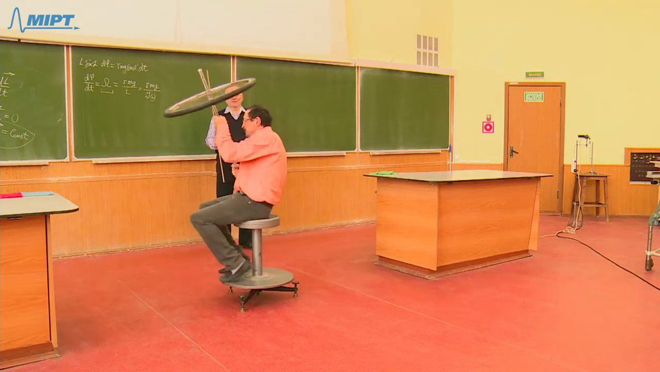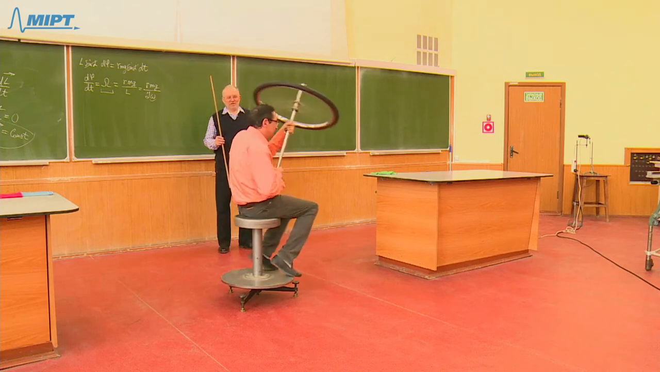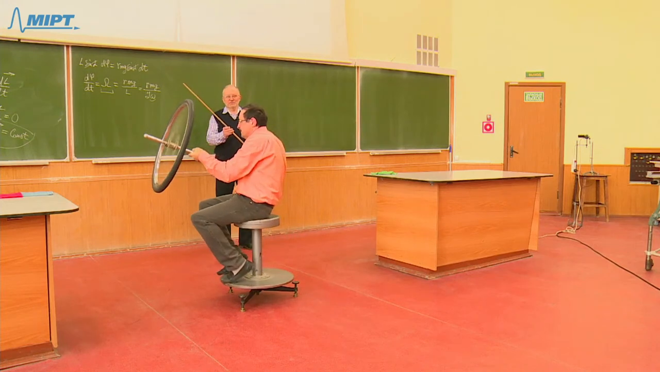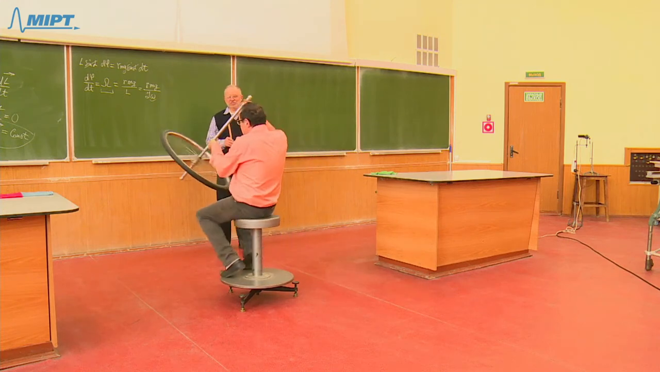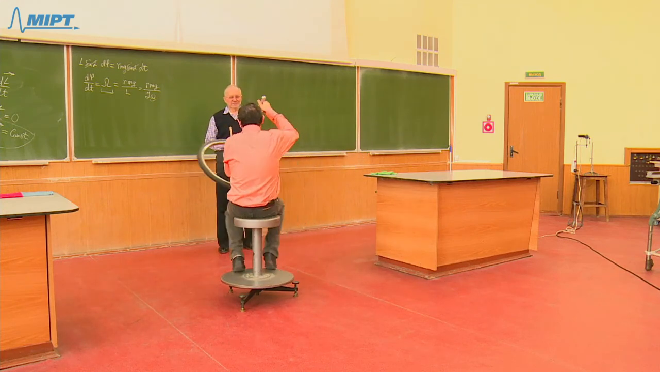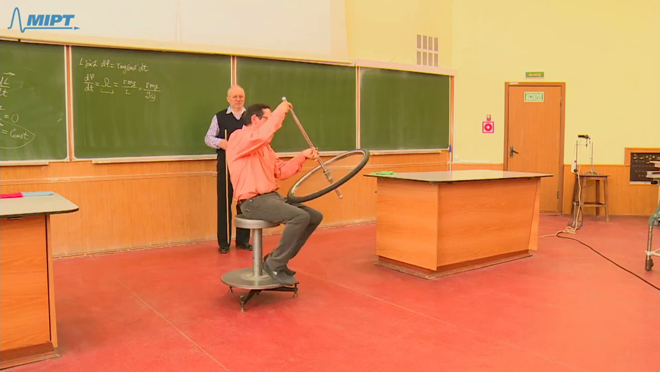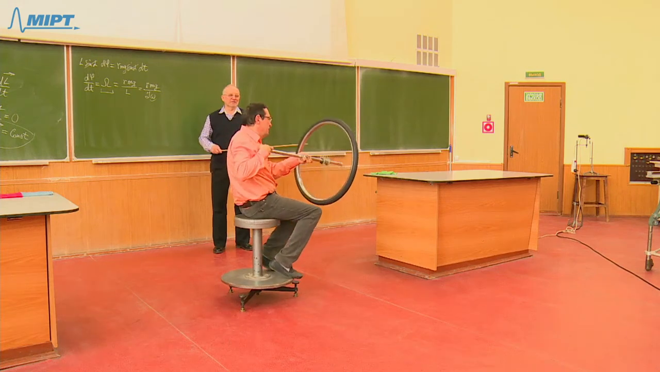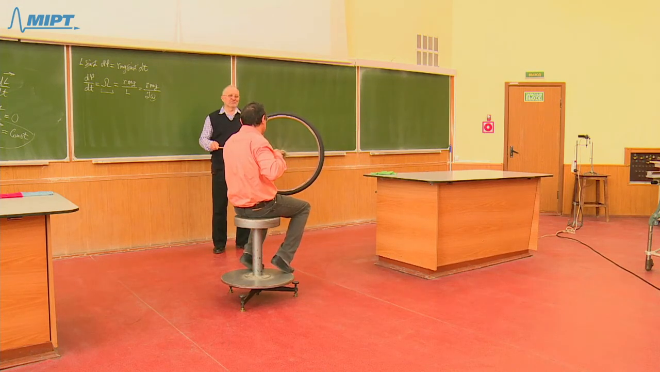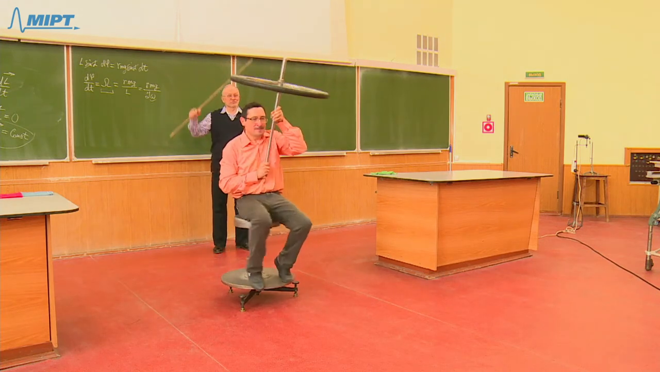If the person keeps the rotating wheel upward, then he will rotate on the rotating chair in the opposite direction. And now if we change the direction of the wheel axis, then the direction of the person in the chair will also change. He will turn in a different direction. Now it's counterclockwise, and when the wheel is upward, then the direction of rotation is clockwise if you look from above.